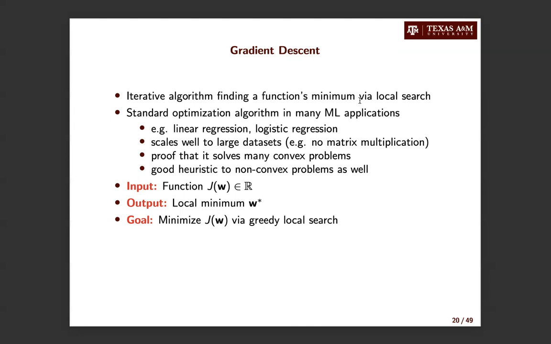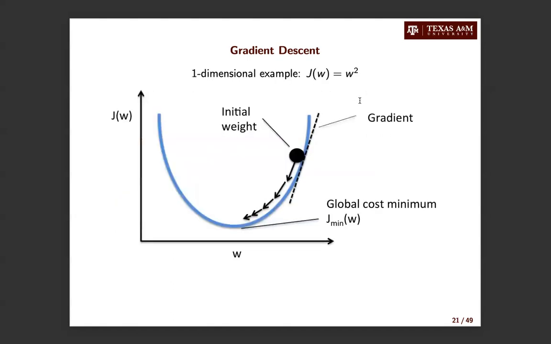Gradient descent is a method that is very widely used in optimization problems and in many machine learning applications because it scales well to large data sets, since we really do not require this vast matrix multiplication that we have used, for example, in linear regression as part of the closed form solution of the problem. There are some proofs that it solves many convex problems, which is always beneficial for optimization algorithms, and it also has a good heuristic to non-convex problems.